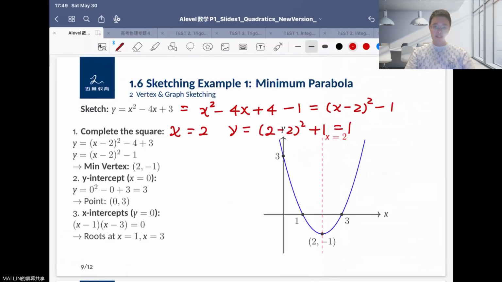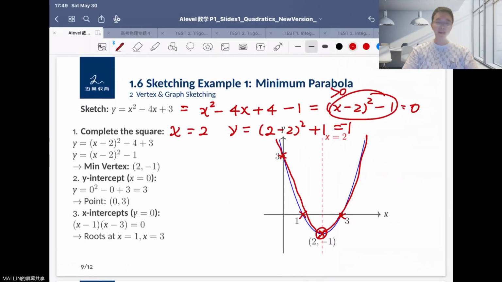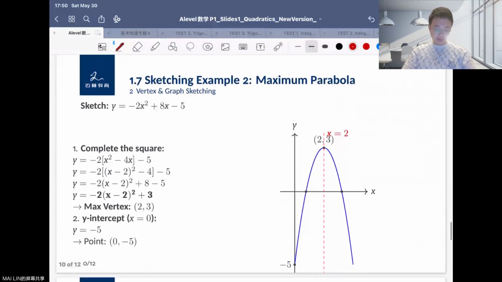Sorry, here it is negative 1. Sorry for that, it's negative 1. So this point is (2, negative 1), right? And the graph can also be considered like this: when x equals 0, y is 3, so it passes through (0, 3). And when y equals 0, we can calculate x as 1 and 3, okay? And then we can draw the graph like here. Because the coefficient is bigger than 0, that means it's a U shape, okay? So I would like to choose the first method because I think it's a little bit easier for you to understand, okay?